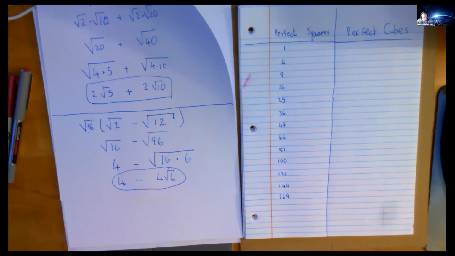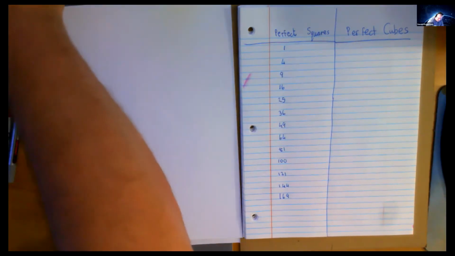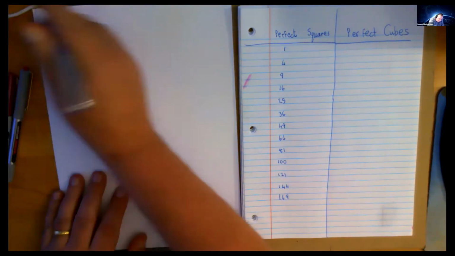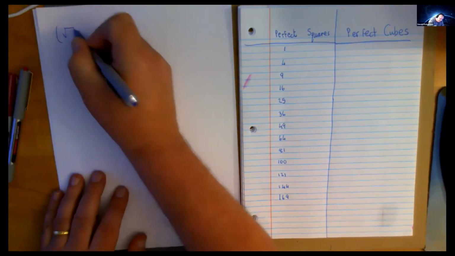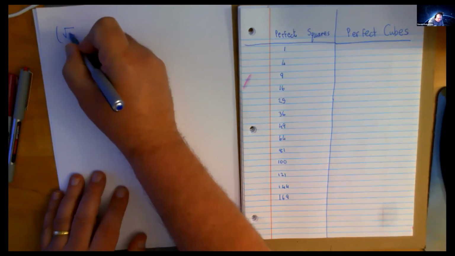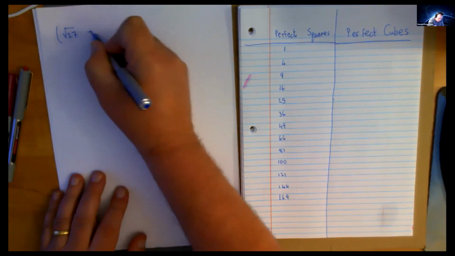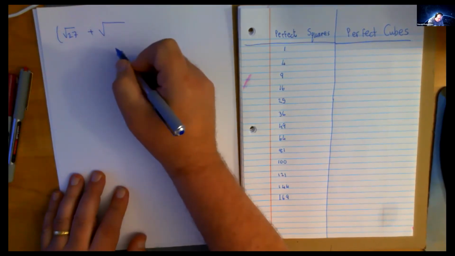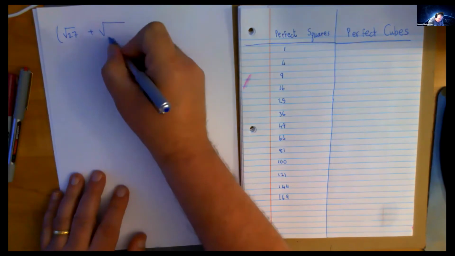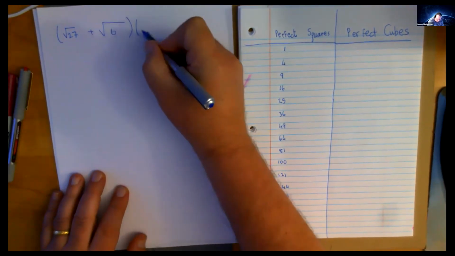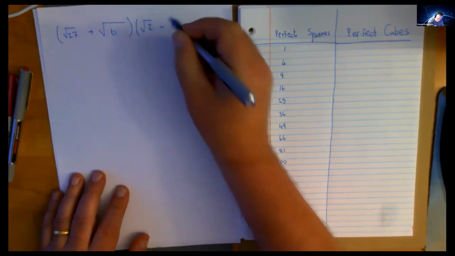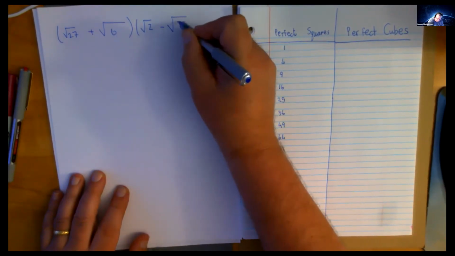So there's some examples of just numbers right now of the distributive law. Okay. There's not much more to do with the numbers. So here goes: square root of 27 plus square root of 6, followed by square root of 2 take away square root of 3.